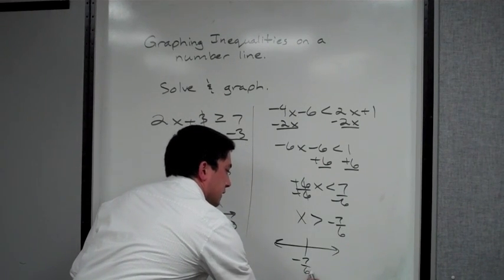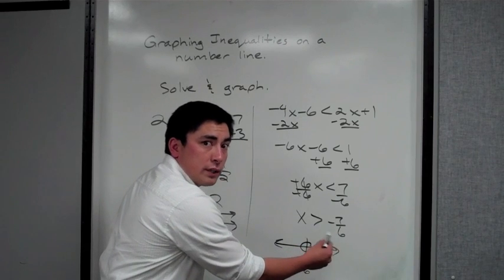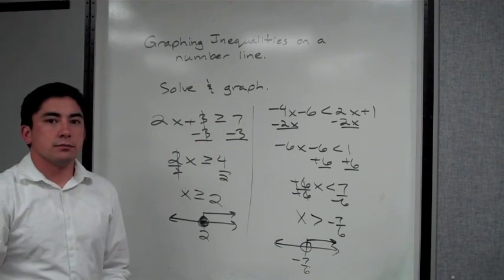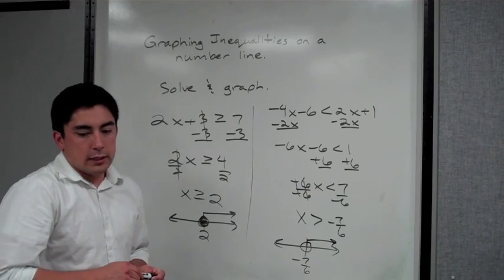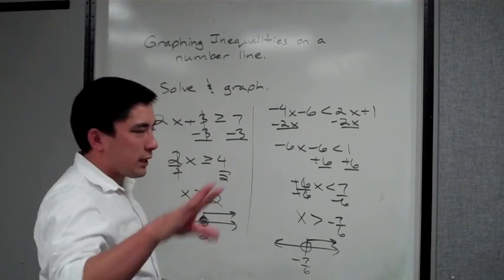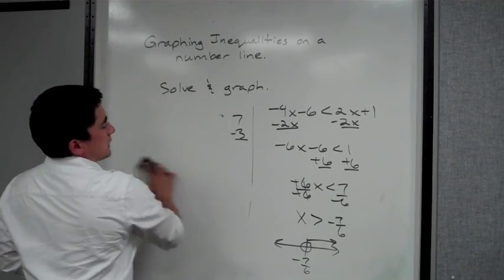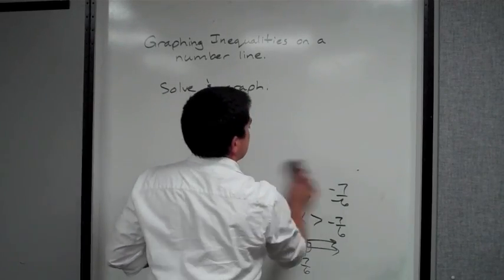And to graph it, you have negative 7/6 here, open circle, because there's no or equal to, and it says x is anything greater than that value. Okay? And so I hope that made sense. Let's try a little bit harder of a problem here. We're going to stick with the same direction, solving and graphing.